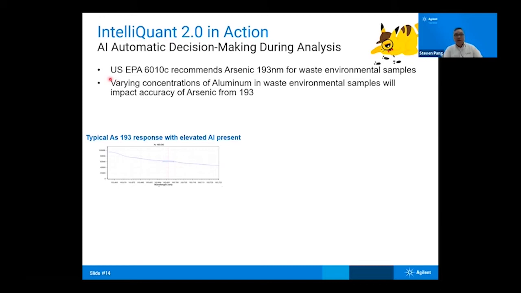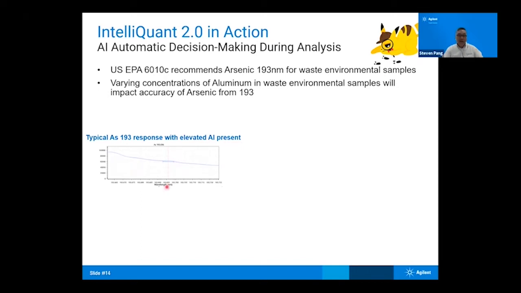Now, one example of IntelliQuant 2.0 in action, which is not available in a lot of ICP-OES. Take, for example, the US EPA method 6010. Normally, arsenic 193 is recommended for waste environmental samples. However, if your waste environmental sample is from an aluminum smelter, then you will have relatively high concentrations of aluminum. And if you look at this spectrum here, you can see that the typical arsenic response with those elevated aluminum present is not really nice.